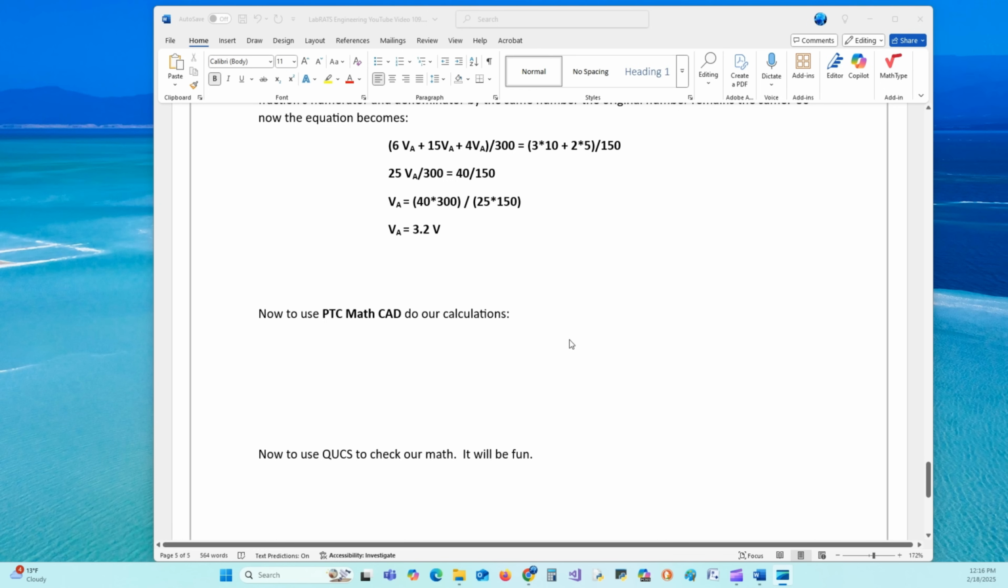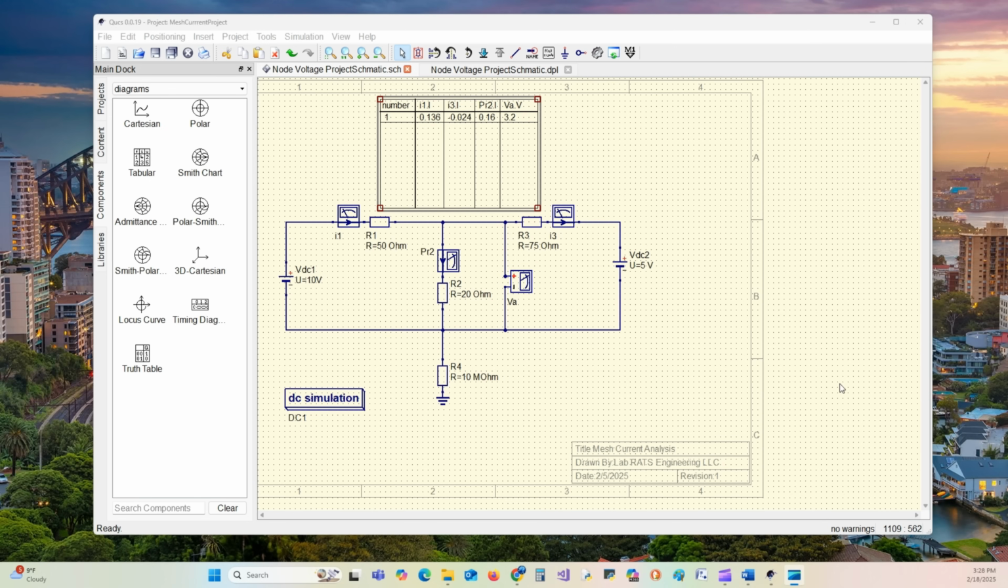We're going to do this again using PTC MathCAD just to show you how to do it in that. And then we'll go to the QUCS to check how well our math is and see if we get 3.2 volts. It's going to be fun. All right. I decided not to do the PTC MathCAD example because the mathematics is so simple that it was just kind of silly to go to all the trouble to use it. So anyway, I just jumped into the QUCS and I opened up my mesh node analysis circuit, which is right here.